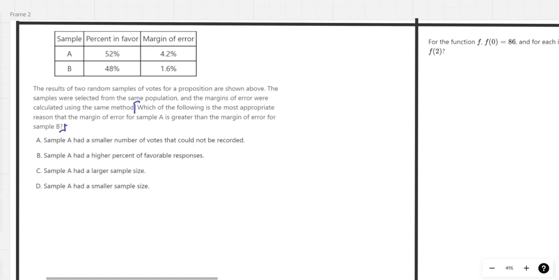Well, let's see. If sample A had a smaller number of votes that could not be recorded, margin of error doesn't have to do anything with the number of votes that were not recorded. It has to do with things like sample size. Sample A had a higher percentage of favorable responses. Now, again, that doesn't really correlate. C and D both talk about sample size. Larger sample size would mean we're more certain. Smaller sample size means we're more uncertain. So I'm going to have to go with D here, saying that sample A had a smaller sample size. That would indicate that the margin of error or the uncertainty is higher.